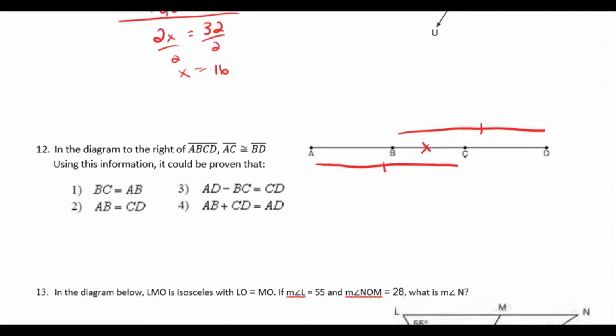If we think about this segment as AB plus BC, and this segment as BC plus CD, then we can make this equation. We would be able to subtract the BCs from both sides since those are the same, so you can cancel those out. And I would get left with AB.